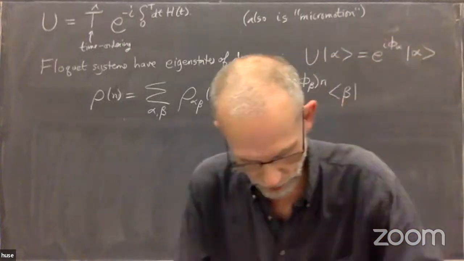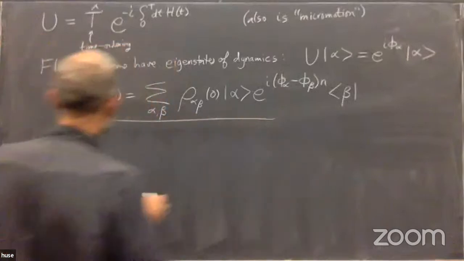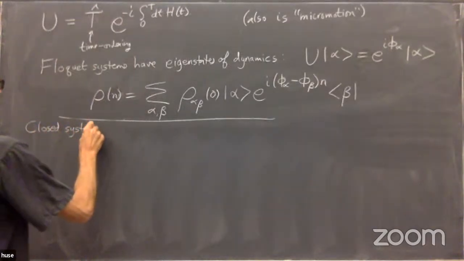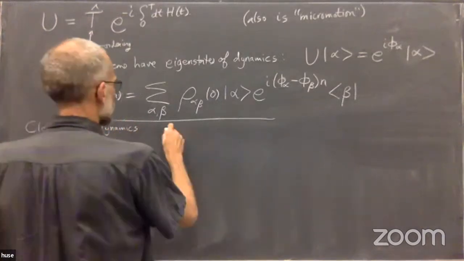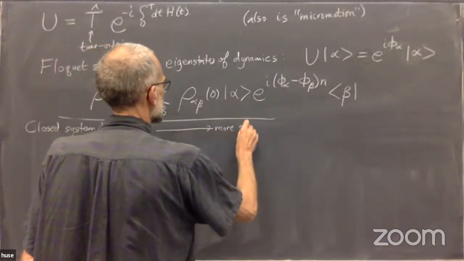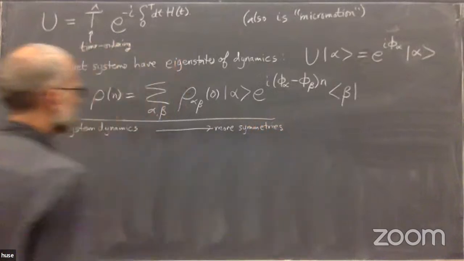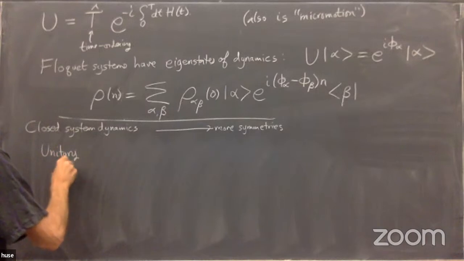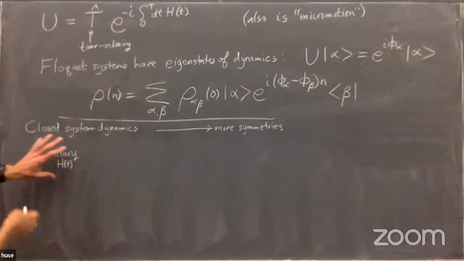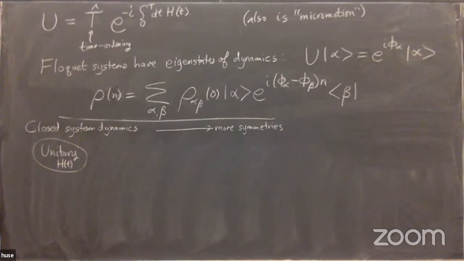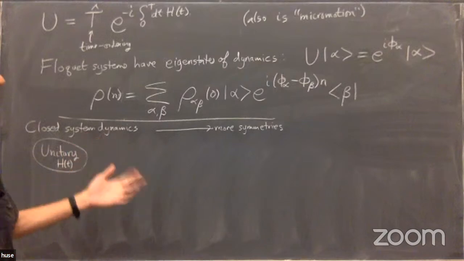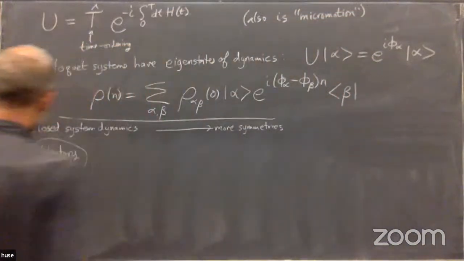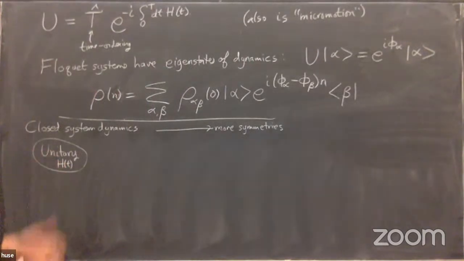Okay, so just to summarize, closed system dynamics, what I just told you. So this is now closed system dynamics, and I'm going to lay this out. In this direction, we get more symmetries. We can have a general unitary with an H of t with no periodicity, no time dependence symmetries. So no symmetries other than just the unitarity, the closed system. You can view unitarity, the norm of your state being preserved by the dynamics, as a symmetry. But that's the only symmetry of a unitary system with a Hamiltonian which has no periodicity.